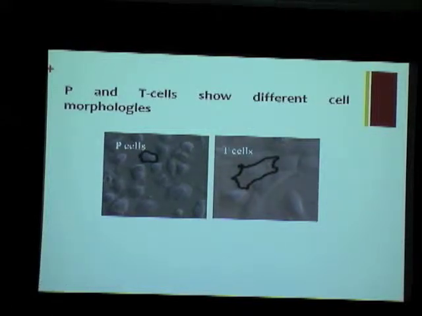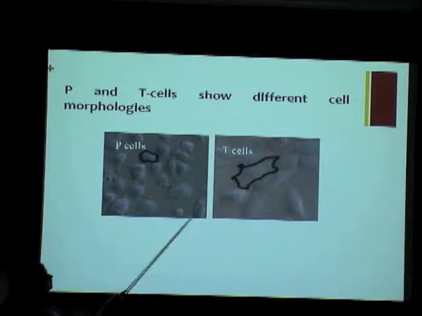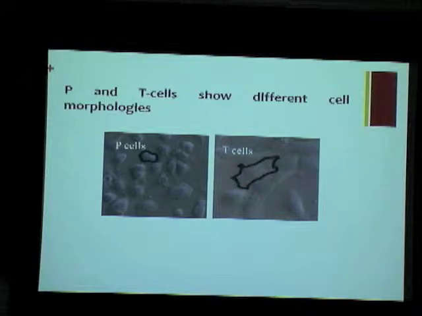These were pictures taken under a flow microscope. You can see that there is a significant difference between the P and T cells. The T cells are more spread out. This may be due to the loss of the cell adhesion molecule EpCAM.